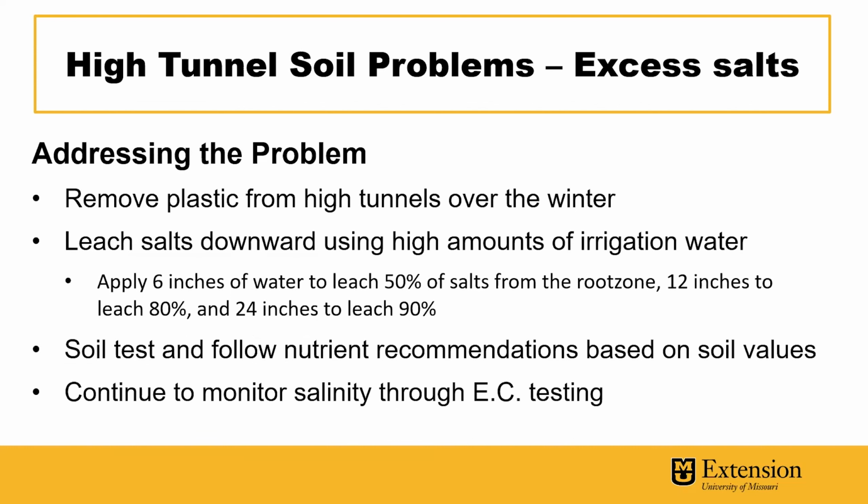If you find through soil testing that you have high soluble salt levels in the soil, there are some solutions to this problem. You can remove the plastic from your high tunnels over the winter, allow that fall and winter precipitation to wash those salts out of the root zone into deeper profiles of the soil. You can also do this with irrigation. The general rule of thumb is to apply 6 inches of water to leach 50% of salts from the root zone, 12 inches to leach 80%, and 24 inches to leach 90%.